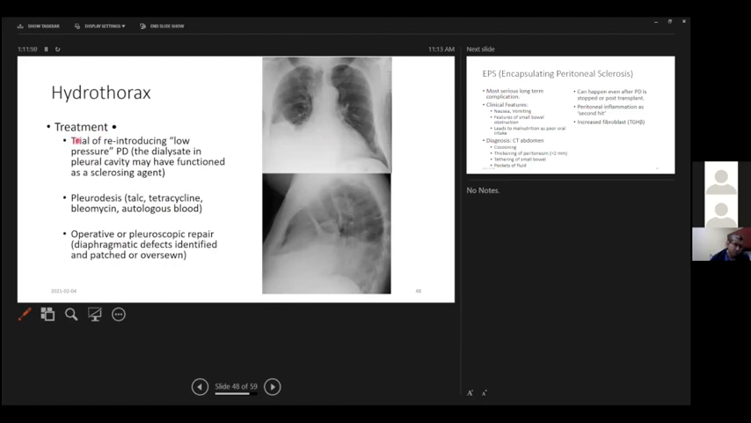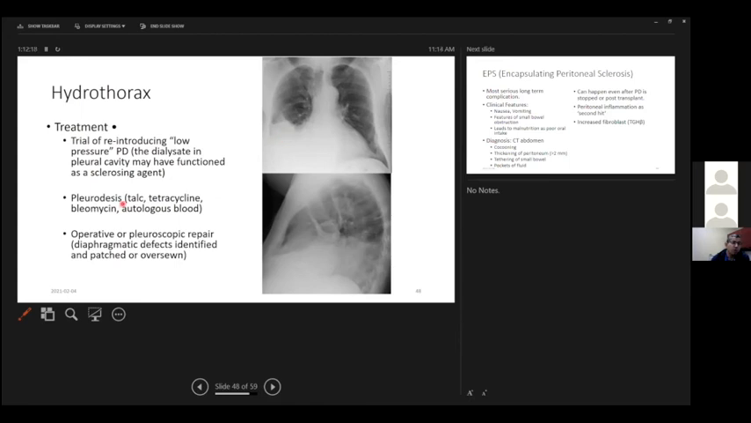The treatment is you try to put the patient in supine again. The reason is that it's the intraperitoneal pressure which pushes the fluid inside. So don't keep the patient sitting or standing. Try to get them in supine. It may heal by itself. If the patient is a fresh start on dialysis, you may just hold the dialysis for some time, because sometimes when the fluid is inside the chest cavity, it will act as a sclerosant agent. It is like an autosclerosant.